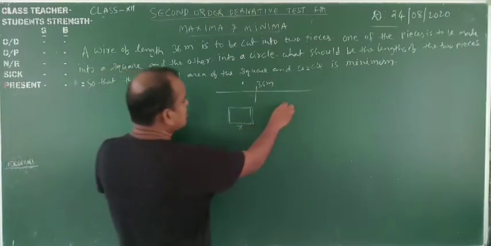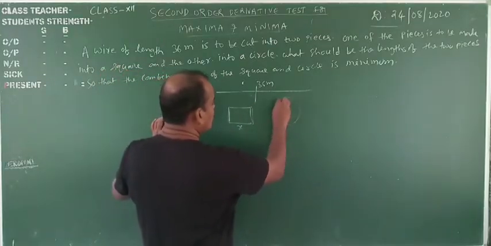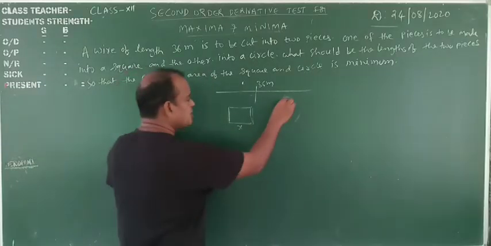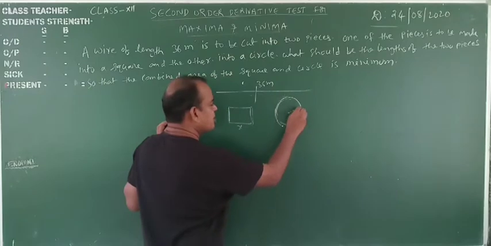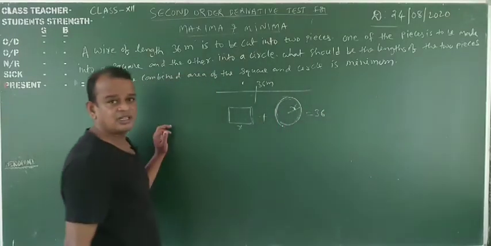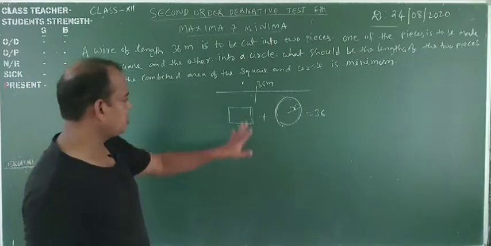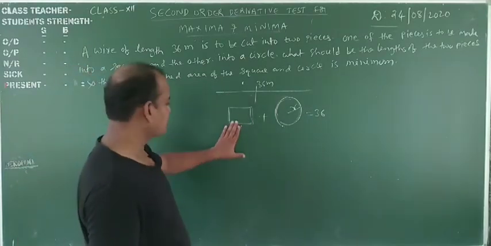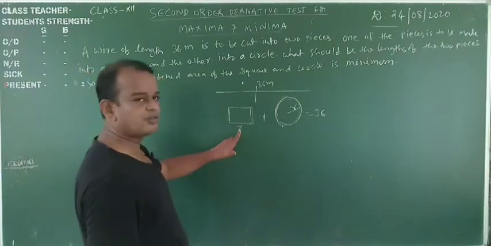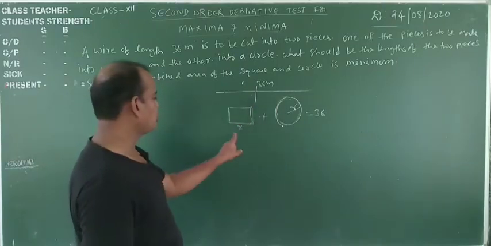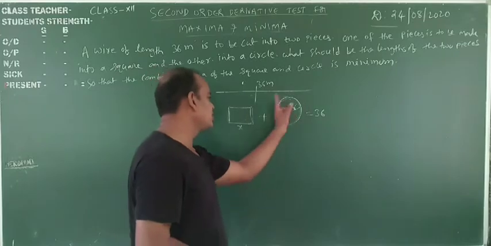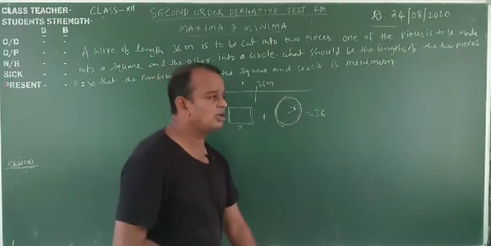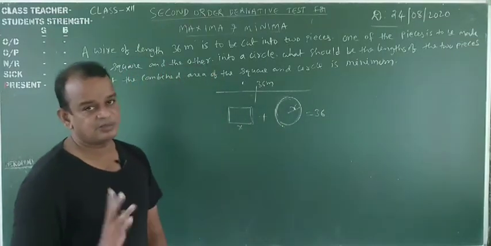Now, the second part is in the form of a circle. How much is used is its perimeter. Suppose the radius is r. The sum is 36 meters, divided into 2 parts. One part is formed into a square. Suppose the side of the square is x, then the wire used is 4x. The wire used for the circle is 2 pi r. So 4x plus 2 pi r is equal to 36 meters, my dear students.